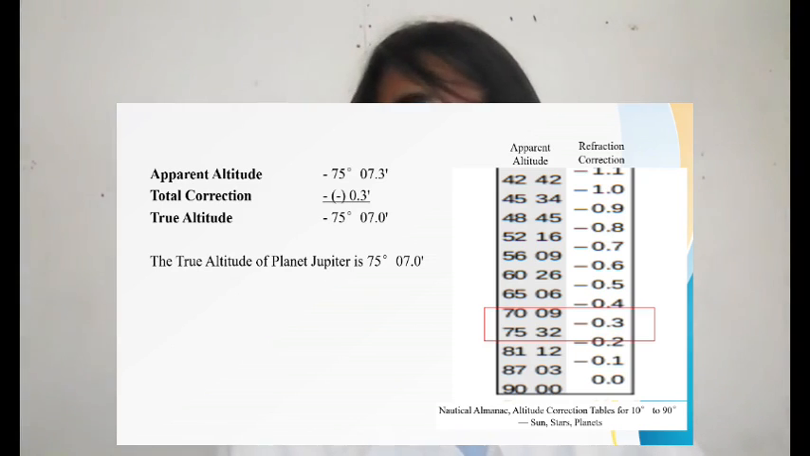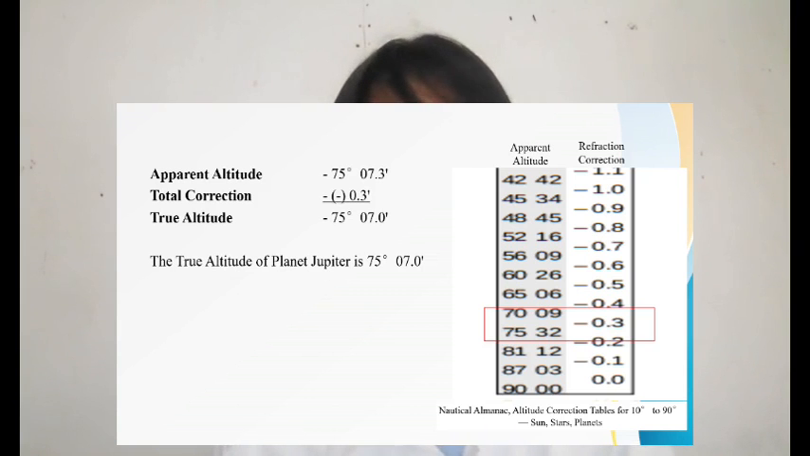Now that we have our apparent altitude, we're going to apply our total correction, or the refraction correction. Same as with finding the dip, go to the Nautical Almanac altitude correction table for 10 degrees to 90 degrees for sun, stars, and planets. Then find the corresponding refraction correction that is in line to our apparent altitude. So our apparent altitude is 75 degrees and 7.3 minutes, so it is in line to 0.3 total correction.